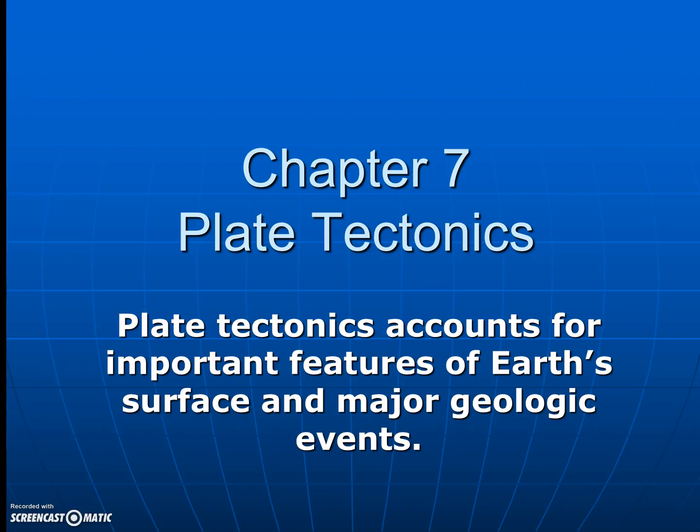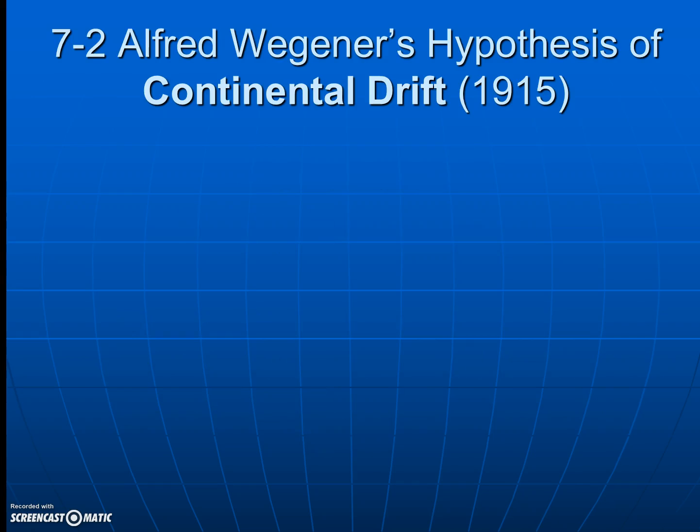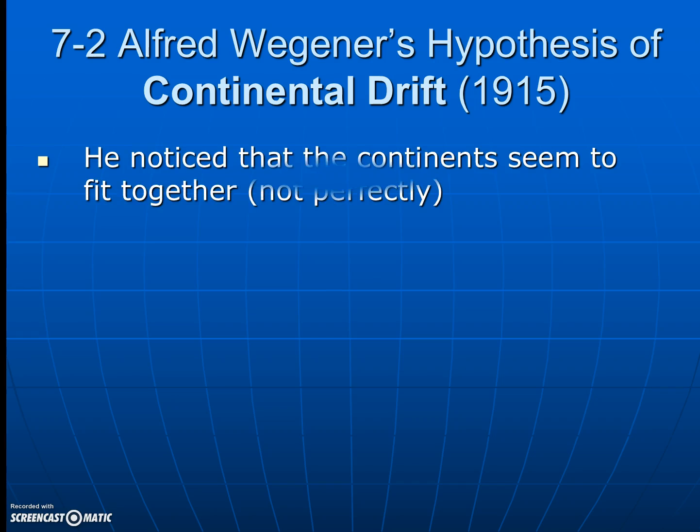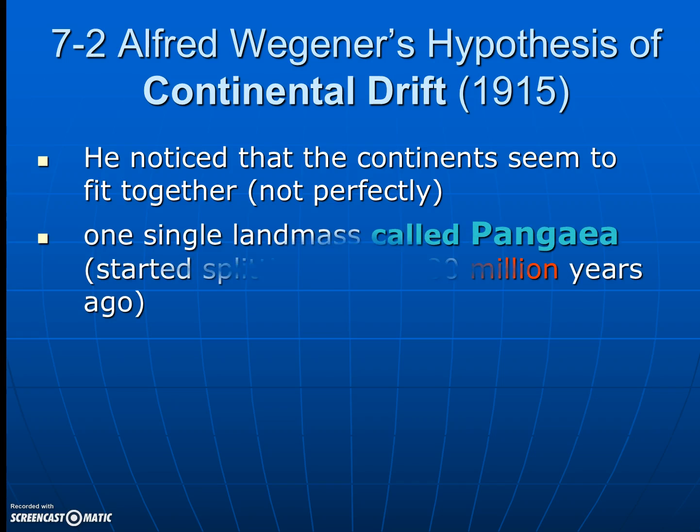Alright, so the continental drift theory. Plate tectonics accounts for important features of Earth's surface and major geologic events. Now, the thing is that it actually moves, and we have a theory called the continental drift theory. So Alfred Wegener is the one who came up with this theory. He noticed that the continents seemed to fit together, not perfectly, but kind of, like a jigsaw puzzle.